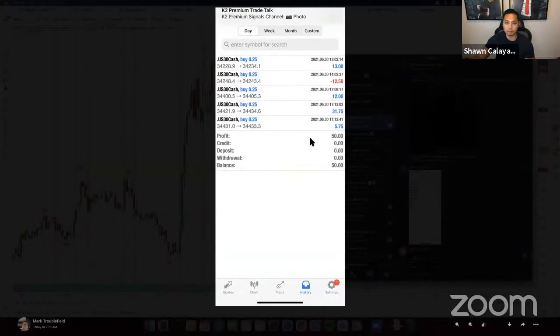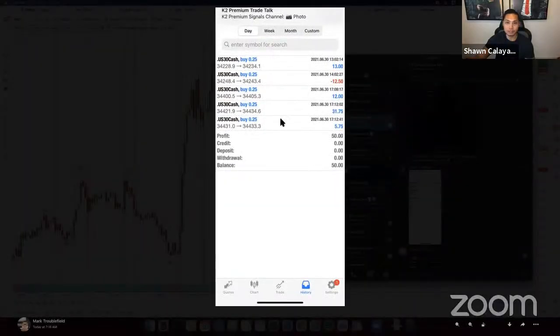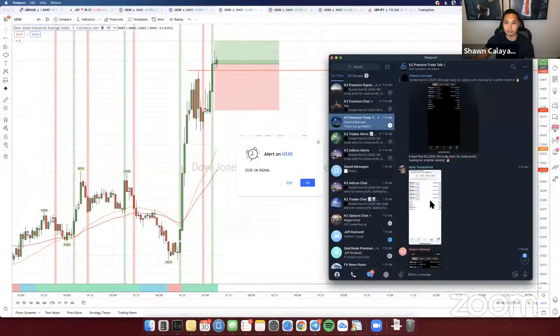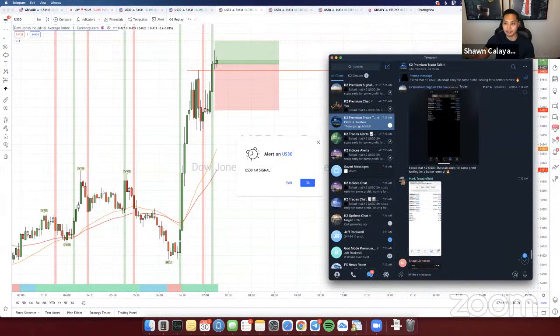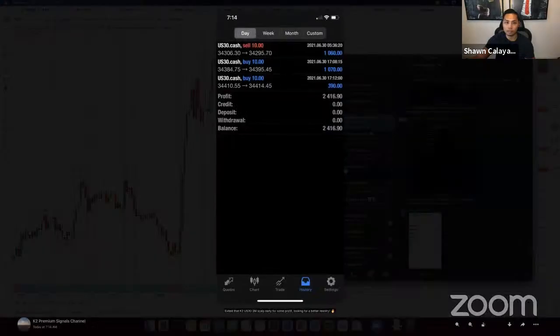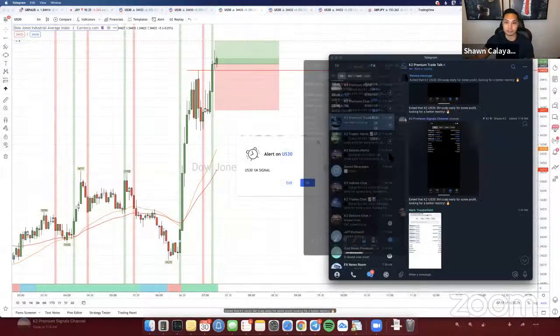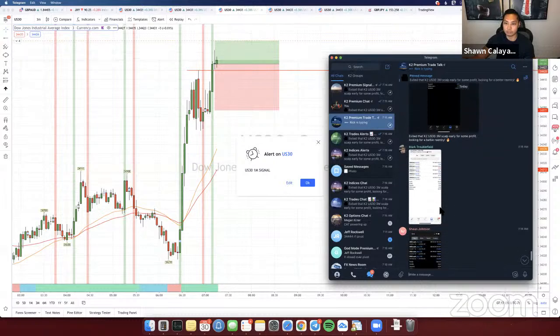Nice. Mark locked into some profits here, about 50 bucks. Nice work, Mark. I know it sucks that the profits are a lot smaller for you, but you've got to keep in mind that you're on a smaller account, right? You were making a couple thousand bucks per trade because you were trading my lot sizes. My lot sizes are quite big because I'm on a 200K account. My 200K account compared to your 25K is a big difference. So definitely nice work, Mark.